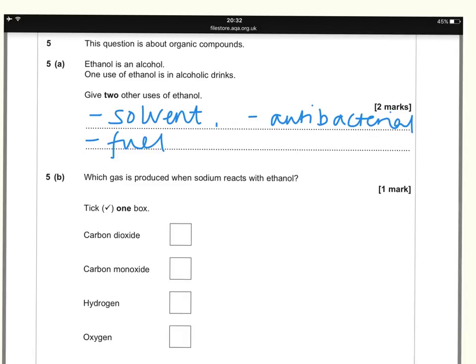Which gas is produced when sodium reacts with ethanol? Well, it's not a carbonate, we're talking about sodium. So there's only one possible gas, metal plus ethanol gives us hydrogen gas, and lots of it. And you could have a question there to extend to talk about the POP test and how you would test for hydrogen, but it's not here.